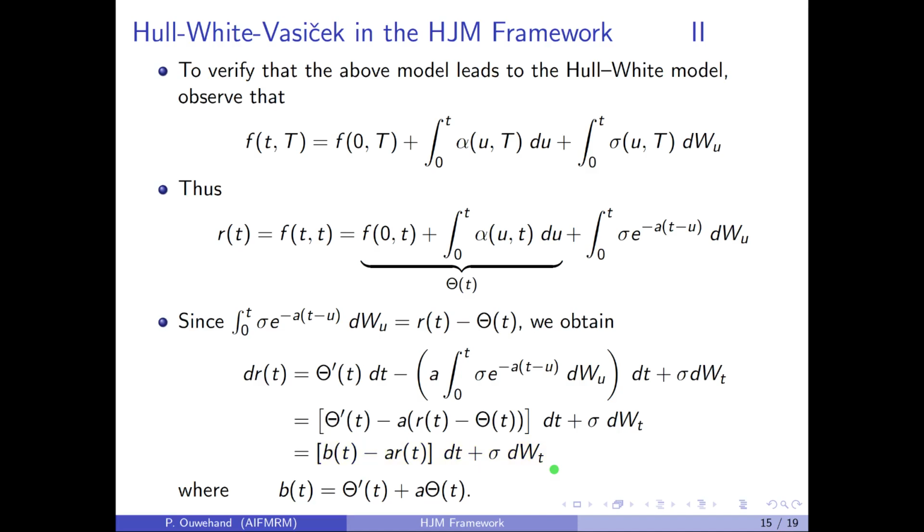This is the form of the Hull-White model. And thus the above formulation of instantaneous forward rates indeed does give us the Hull-White model. Of course, we still have to compute bt, which is defined in terms of theta t, where theta t is given as follows. Since we know what alpha is, this is a little tedious, but not difficult. I'll just state the results.